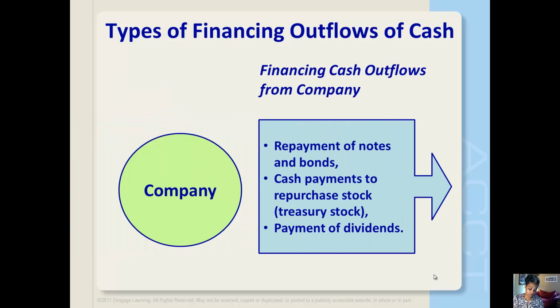Cash outflows from financing activities include repayment of notes and bonds, cash payments to repurchase stock, so we call that treasury stock, and the payment of dividends. Once again, all interest payments are included in cash flows from operating activities because those come out of net income.